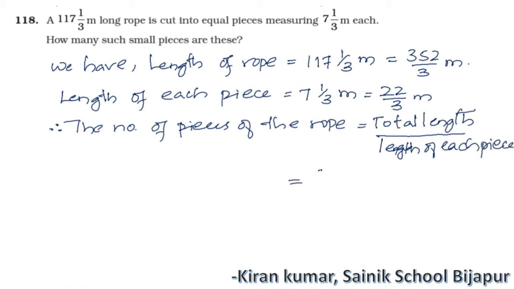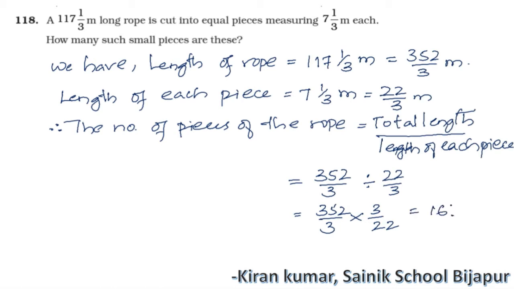Therefore, we need to divide this total length by length of each piece. We can express this as the multiplication by writing the reciprocal. Here 3 will get cancelled. 16 times 22 is 352. So the number of small pieces will be 16.